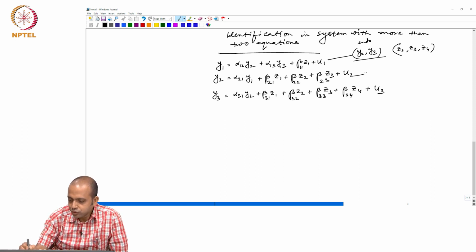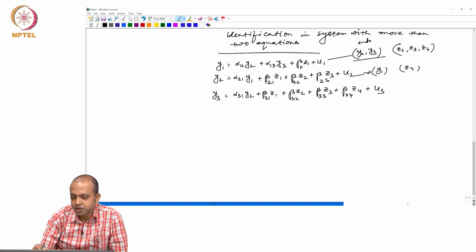Now, when you come to the second equation, what is your endogenous variable? Only y1. What is your excluded variable? z4. z1, z2, z3 are there, z4 is excluded, that is also identified.